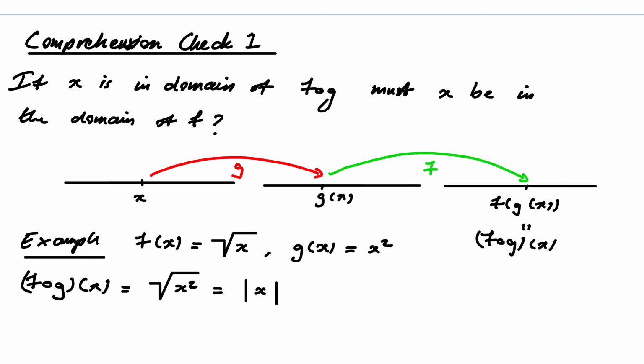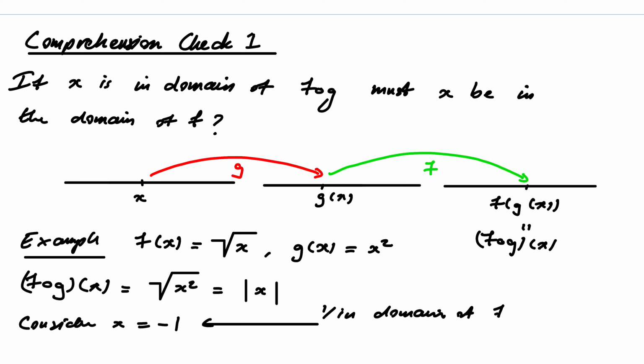So for example, consider x is equal to minus 1. So this guy, it's in the domain of the composite, f composed with g of x, which is the absolute value, of course, because you can take the absolute value of any number at all, but minus 1 is not in the domain of f of x, which is the square root.